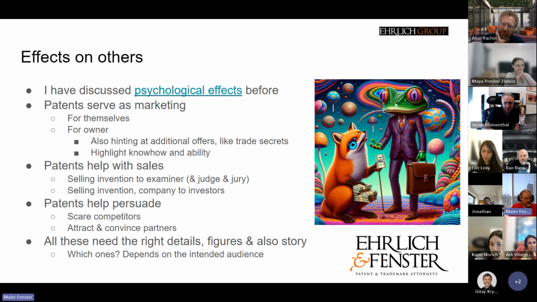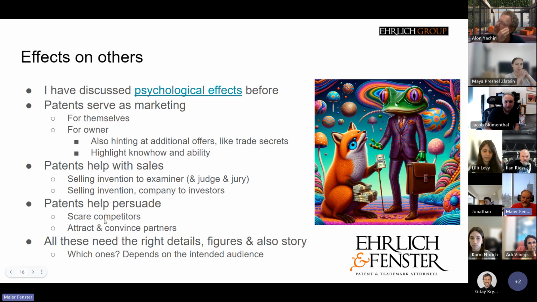Patents help with selling. Okay, I mentioned before the quotable quotes. Same way, if you're going to be in litigation, you want to be able to say figure 2, they're doing figure 2. If you have investors, you want them to see what they want to see. If you have a partner who wants to partner with you, a nice drawing of what the partner is doing would be nice.